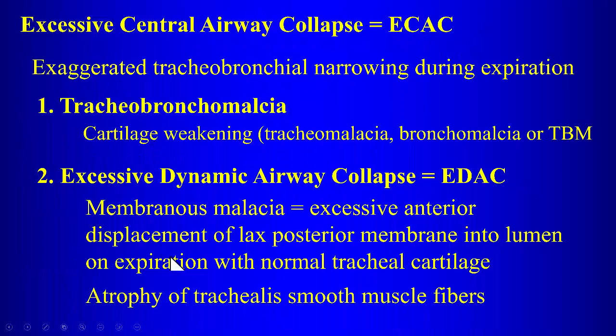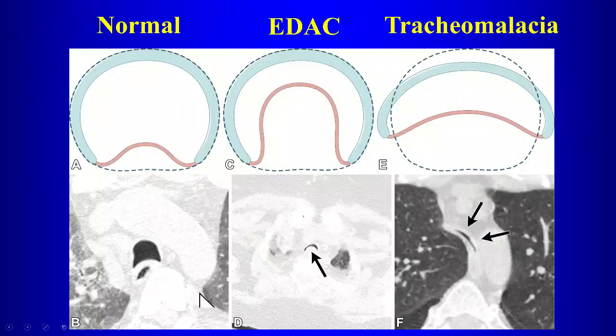Okay. Now, to make this a little bit more complicated, there's tracheobronchomalacia where we have actual cartilage weakening that causes the tracheal malacia. And then there's a condition called excessive dynamic airway collapse, where there's just hypermobility of the posterior membranous portion of the trachea. So normally, as we said, in expiration, it should not collapse that much. But if there's this excessive dynamic collapse of the airway, then it goes in really far. And then with tracheal malacia, you really have a kind of an abnormal appearance of the airway here.